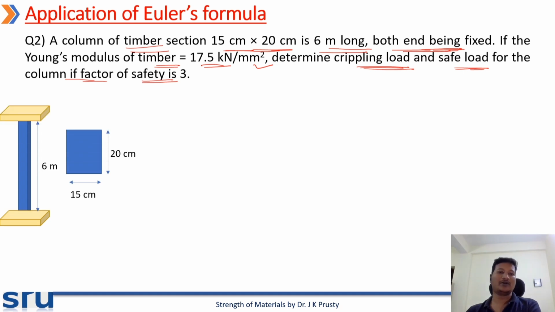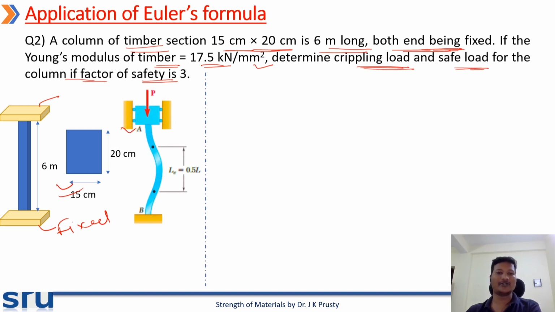So here is the graphical representation of the timber column with the end conditions, both ends fixed, and the dimensions are given as 15 into 20. Based on the end conditions, your equivalent length is L by 2, or 0.5 L, for the end condition where both ends are fixed.